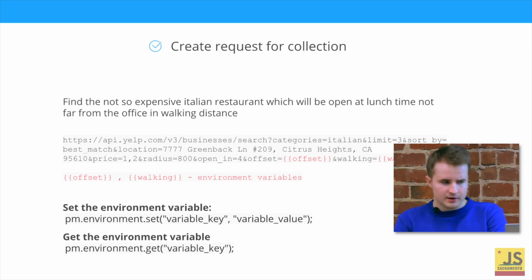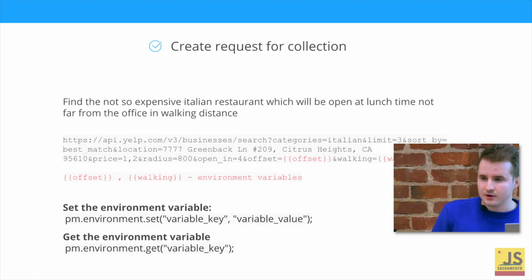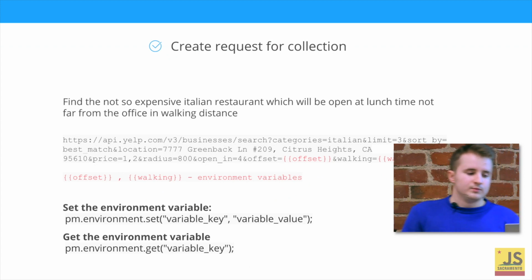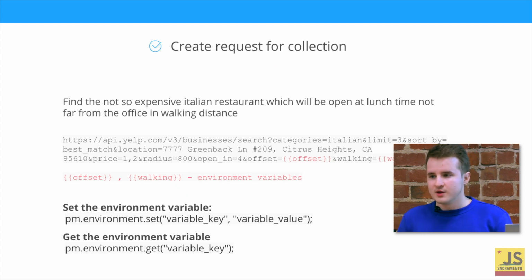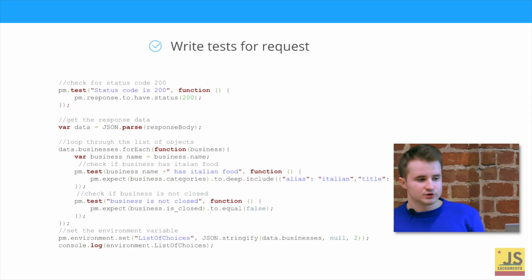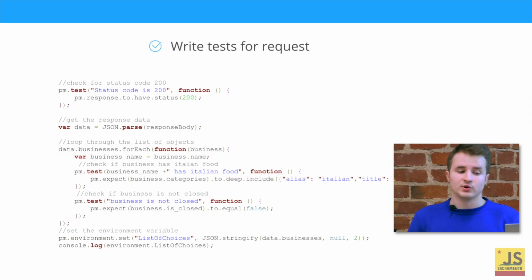In this example, I made a request to the Yelp API, and what's important here is that I'm using environment variables in Postman. Being more specific, I'm using offset. I think nobody likes to receive the same places every week, so I will use an offset variable to change the places every week. So actually the next step will be to write some tests in Postman.